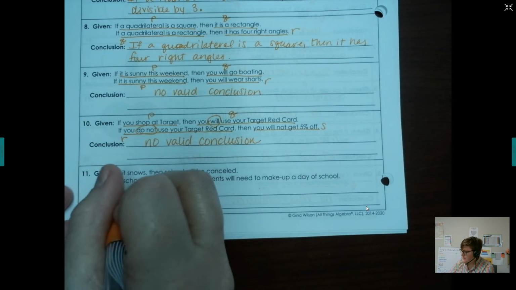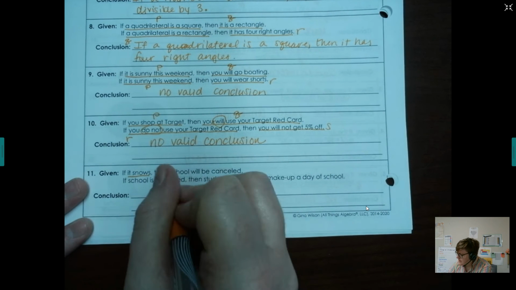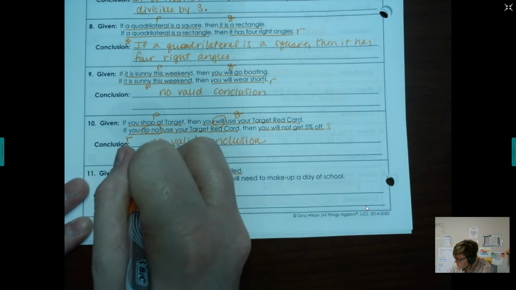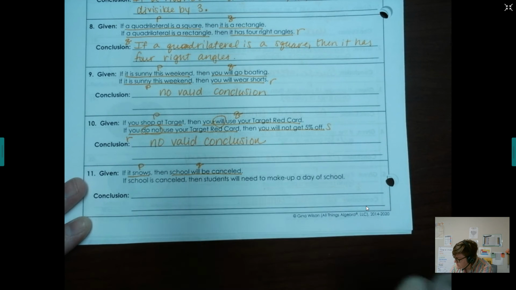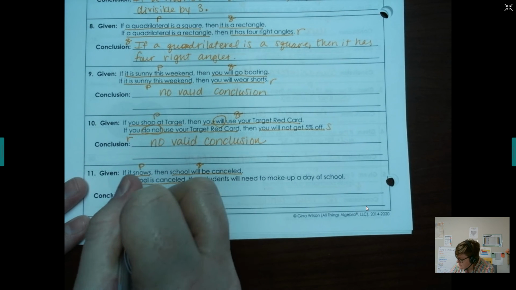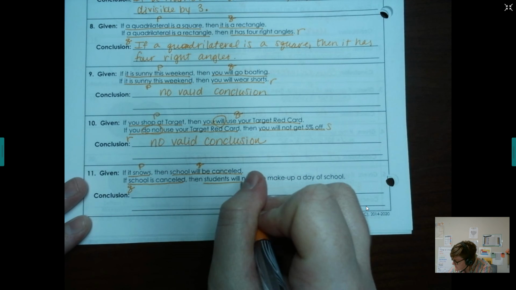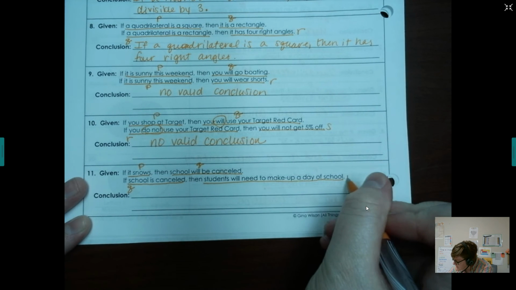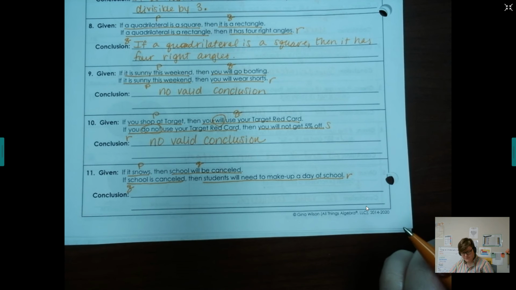All right. So then we have, if it snows, then school will be canceled, P and Q. If school is canceled, there's our Q, then students will need to make up a day of school. Yes, that's the good thing about it never snowing here, is we don't have to make up days of school for snow.